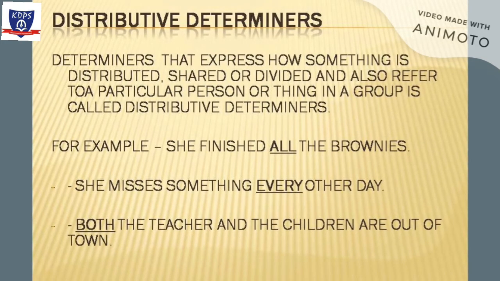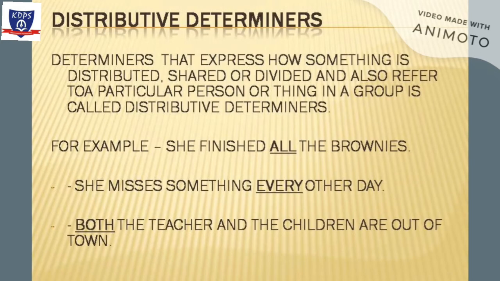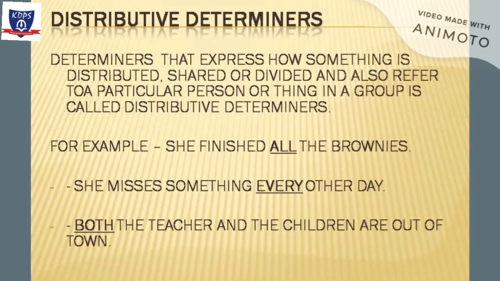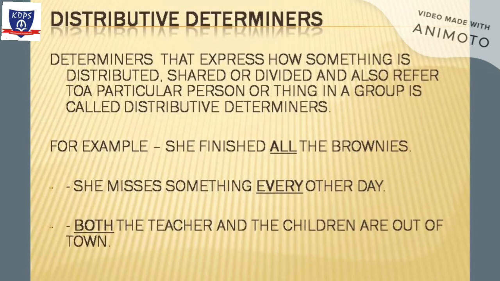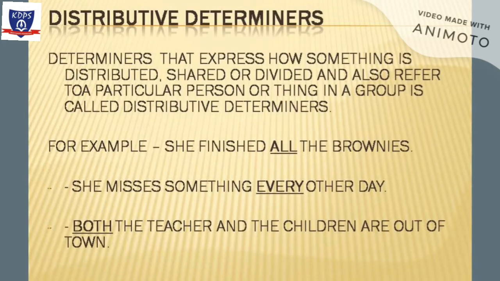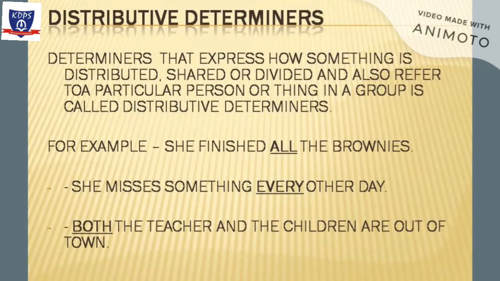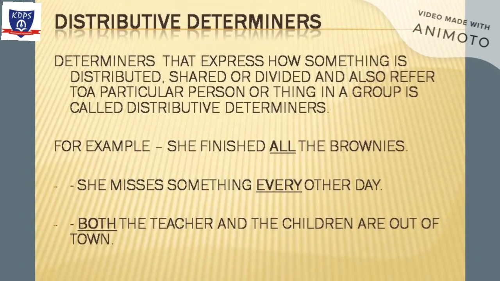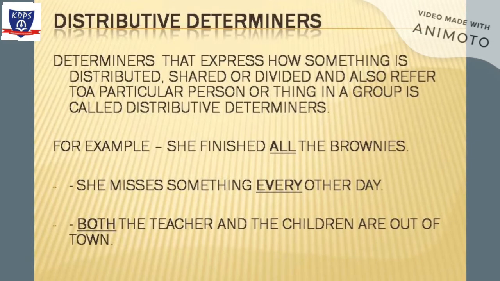I'll explain this with an example. Like if I say, she finished all the brownies. So all यहाँ पर क्या है कि उसने सारी ही brownies ख़त्म कर दी. So here we are talking about all the brownies. The particular person is she here. हम उसके बारे में बात कर रहे हैं, लेकिन उसने क्या किया, उसने सारी brownies ख़त्म कर दी. So all becomes here my distributive determiner.